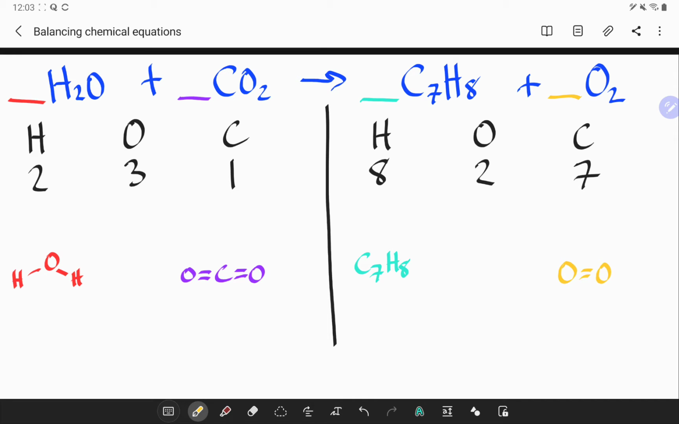And we have everything counted. We see that nothing's balanced right now, and we need to figure out which is the first thing we should balance. And then what's the second thing I should balance? What's the third thing I should balance?